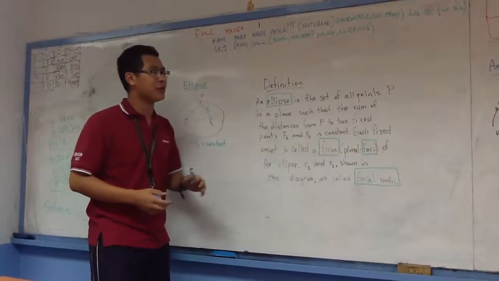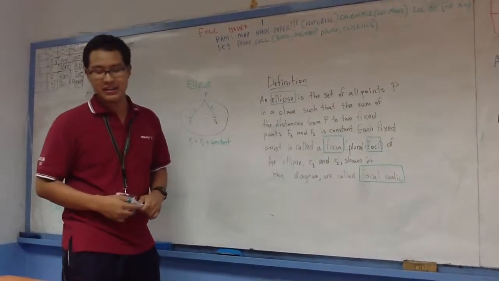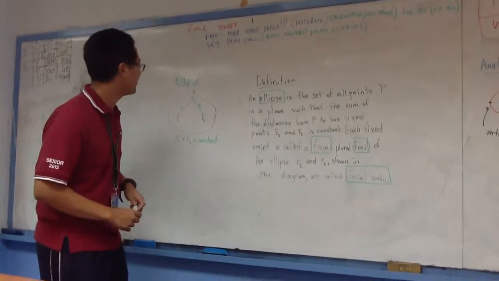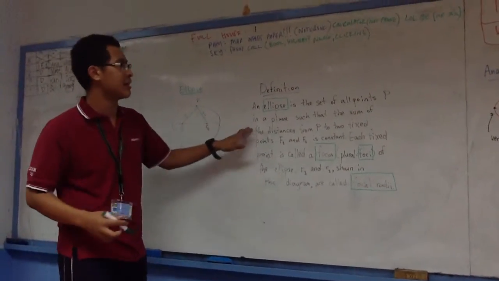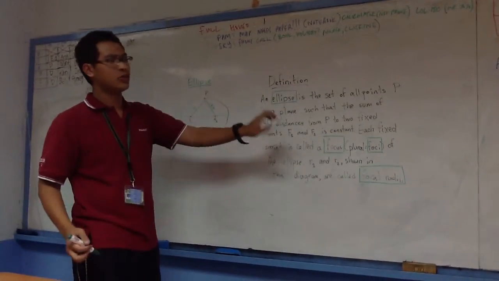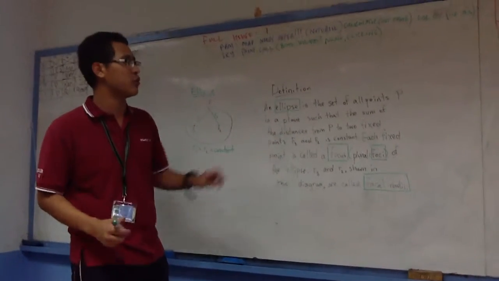Okay, so today I'm going to talk about ellipse, which is in chapter 10 in your algebra textbook. So an ellipse is basically the set of all points P in a plane such that the sum of the distances from P to two fixed points F1 and F2 is constant.